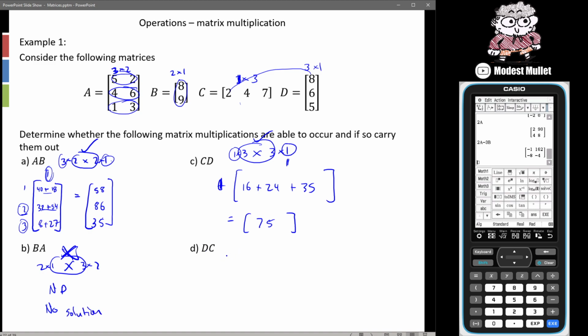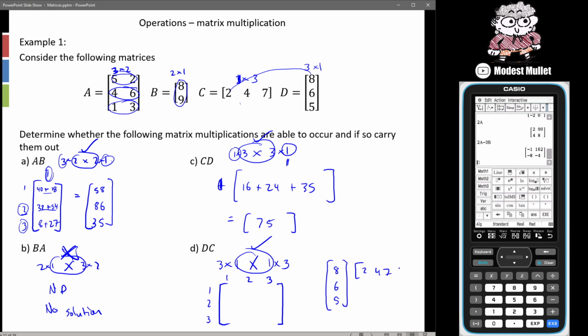D times C, that's asking me to do a 3 by 1 times a 1 by 3. That matches up, so I can do it, and this is going to result in a 3 by 3. So that's going to be quite large. 1, 2, 3, 1, 2, 3. Okay, I'm going to rewrite what this actual problem is just over here beside it, so I'm not going to get confused. 2, 4, 7.